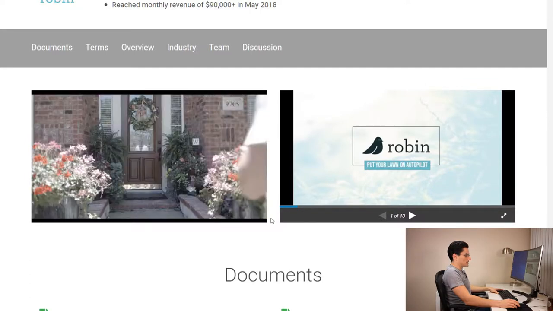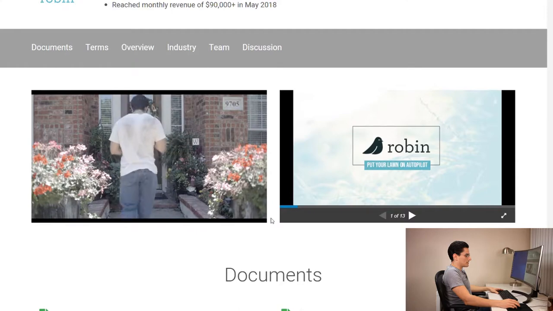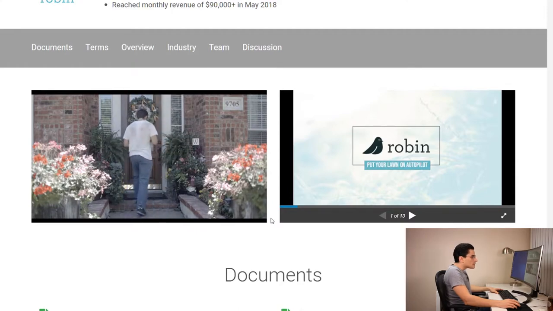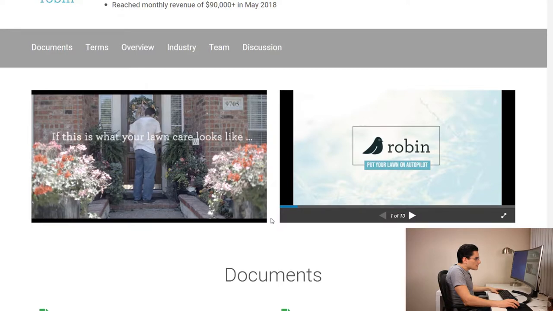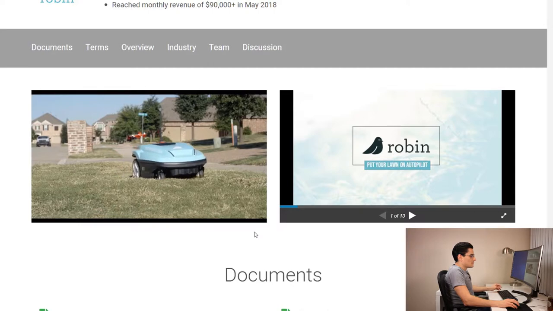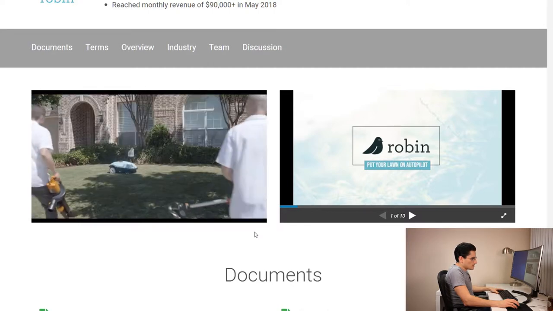Okay, so clearly lawn mowing is the business here. All right. This is what your lawn care looks like. There's something you need to see. Okay. All right, this is a Roomba for your grass.